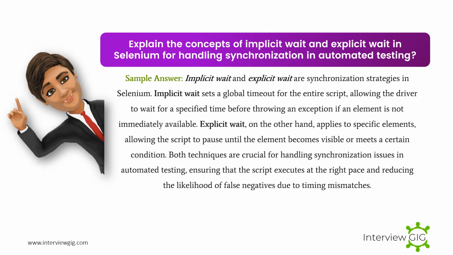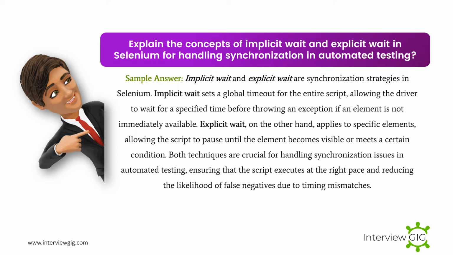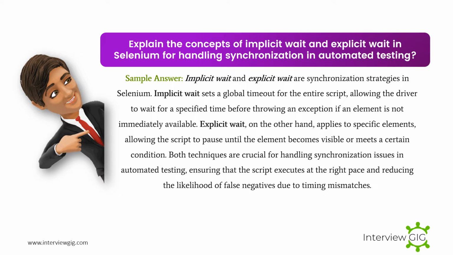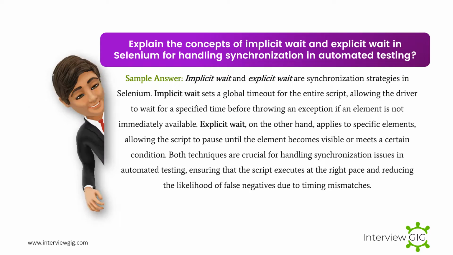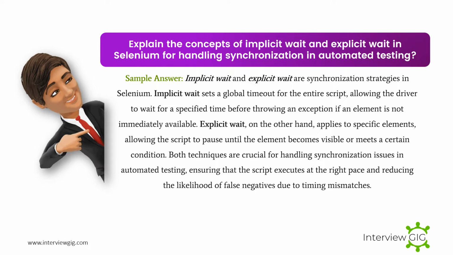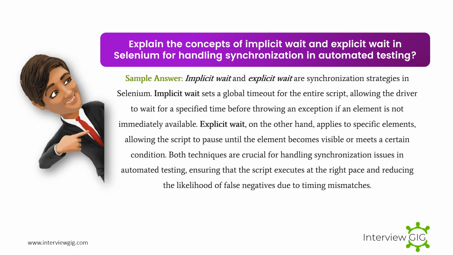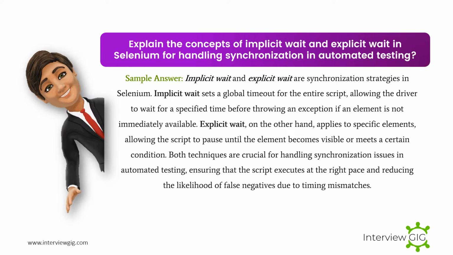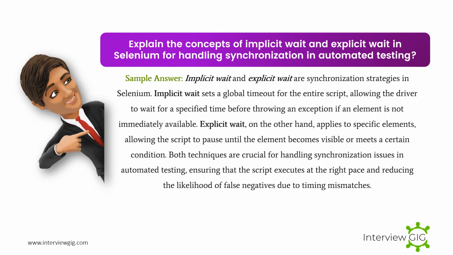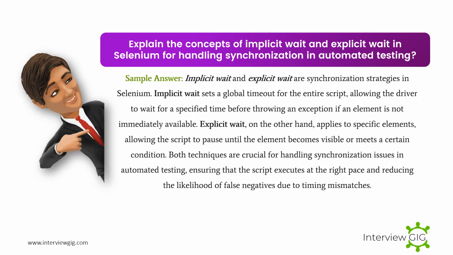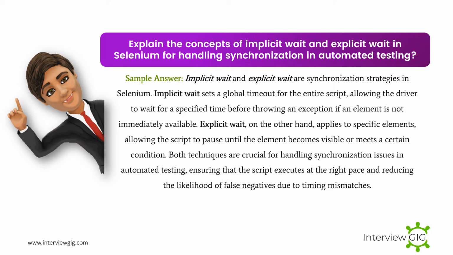Explain the concepts of implicit wait and explicit wait in Selenium for handling synchronization in automated testing. Implicit wait and explicit wait are synchronization strategies in Selenium. Implicit wait sets a global timeout for the entire script, allowing the driver to wait for a specified time before throwing an exception if an element is not immediately available. Explicit wait, on the other hand, applies to specific elements, allowing the script to pause until the element becomes visible or meets a certain condition. Both techniques are crucial for handling synchronization issues in automated testing, ensuring that the script executes at the right pace and reducing the likelihood of false negatives due to timing mismatches.